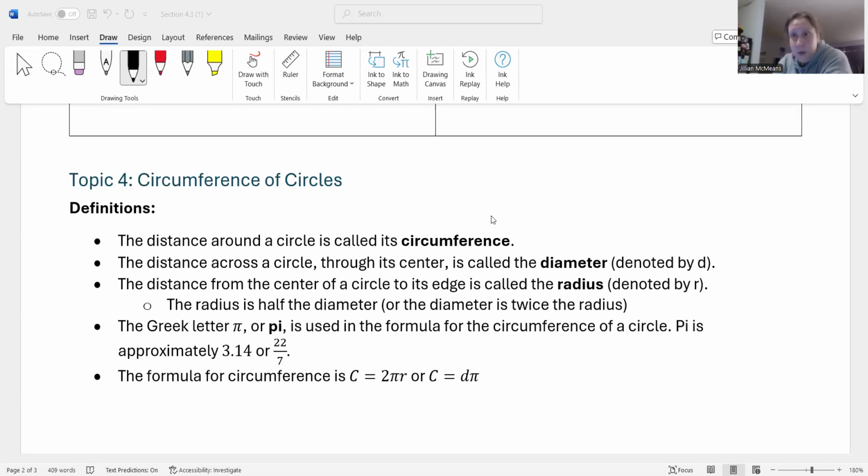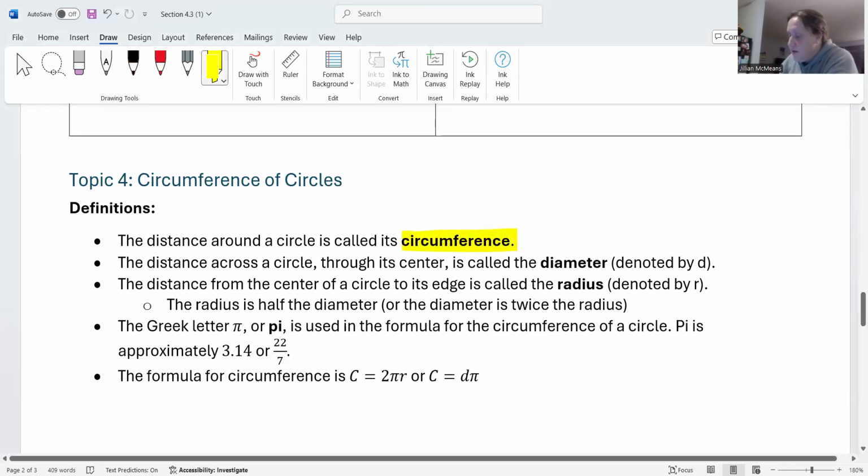So you may or may not remember this, but if you're dealing with a circle, the distance around the circle is called the circumference. So it's not the same thing as perimeter, because perimeter is for something called a polygon, which has to have at least three sides, but it mimics perimeter. It's kind of the same idea. It's the distance around. Okay? So the distance around a circle is called the circumference.